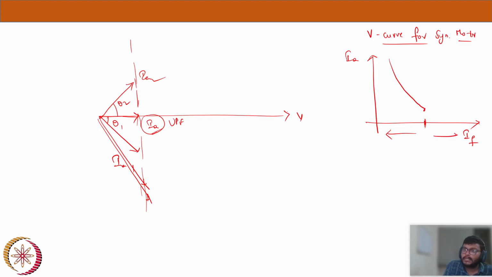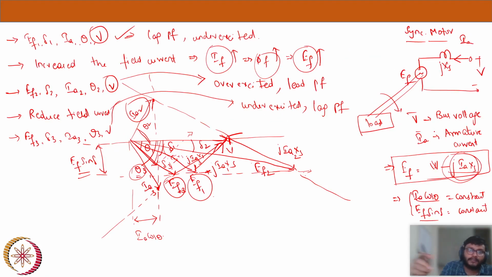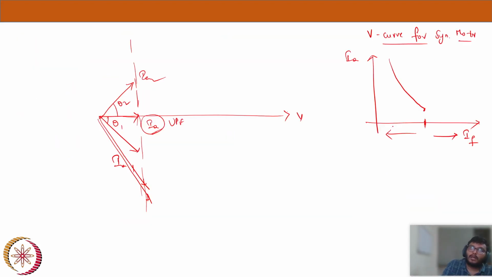Now if you increase the excitation, you have increased the IF, so EF would be increased. So EF2 is actually on top, IA2. If you increase the EF, you will get IA on top of it, somewhere around this one. So here also you will have a curve like this.